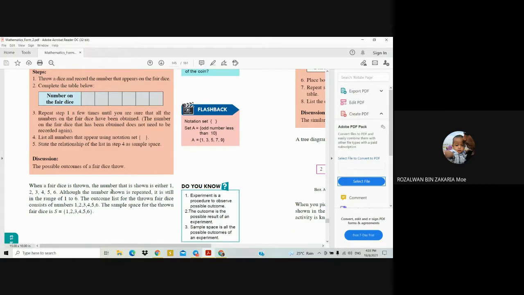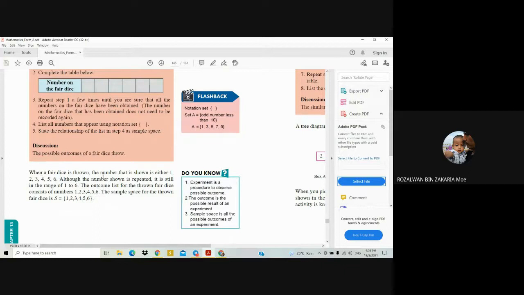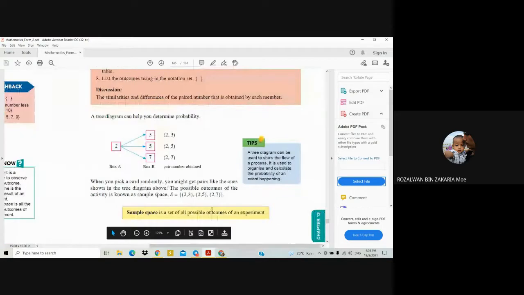Look at this one. When a fair dice is thrown, the number shown is either 1, 2, 3, 4, 5, or 6. Although the number shown may be repeated, it is still in the range of 1 to 6. The outcome list for the thrown fair dice consists of numbers 1, 2, 3, 4, 5, 6. So the sample space for the thrown fair dice is S, where capital S refers to the sample space, equal to the set notation listing all the possible outcomes: 1, 2, 3, 4, 5, 6.